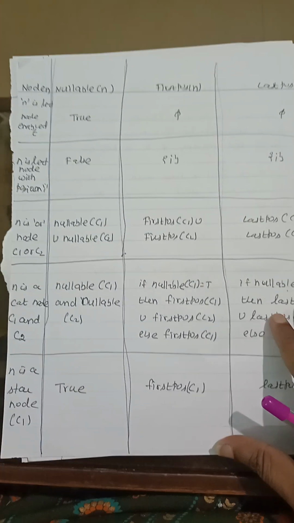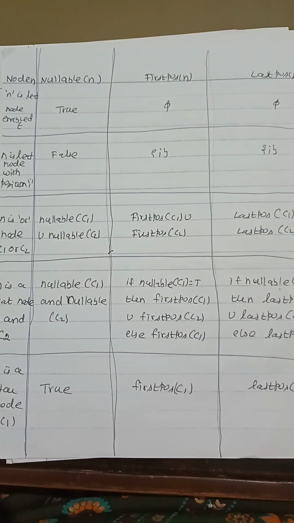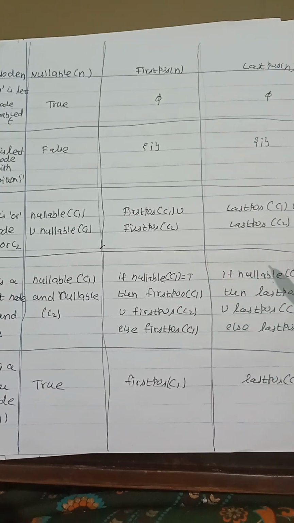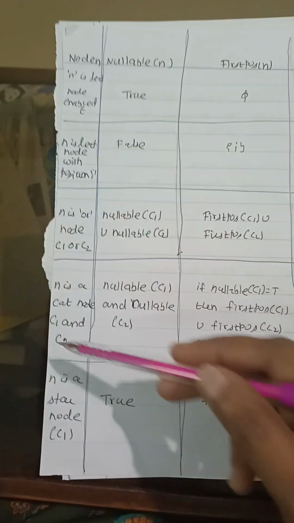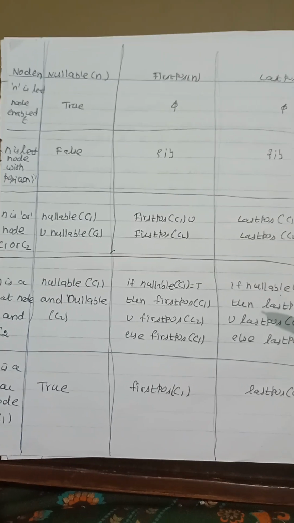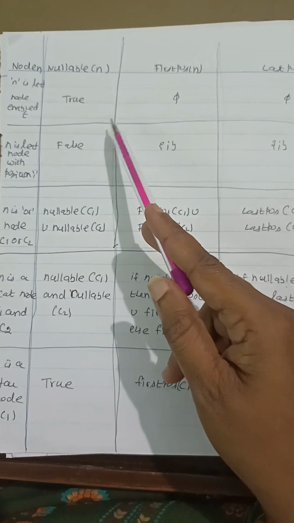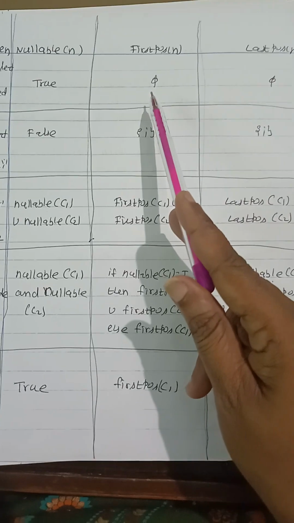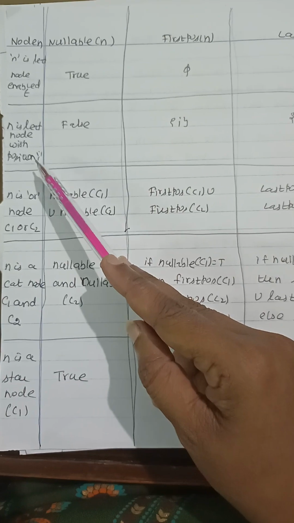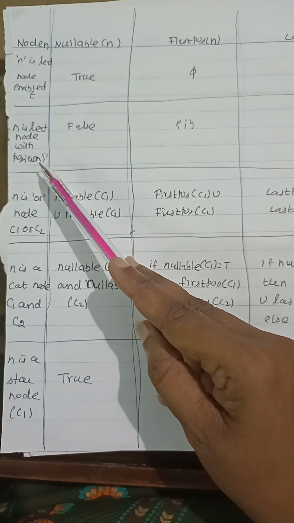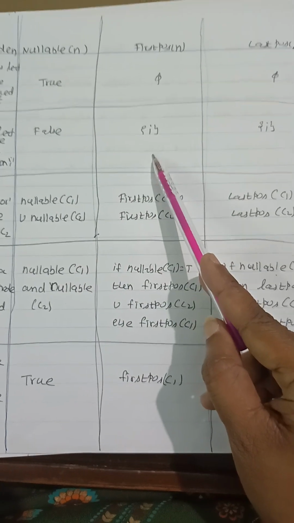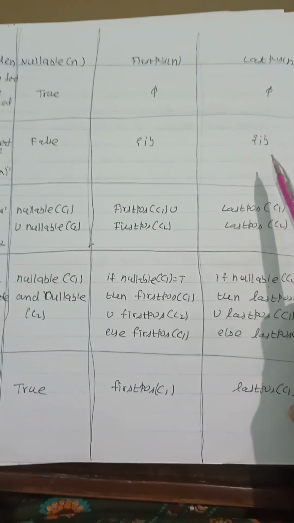And these are all the formulas we have to follow. These are all the rules we have to follow for calculating the nullable function, first position and the last position. Totally there are 5 cases. The first case is if n is a leaf node and it is marked with an epsilon, always the nullable function is going to be true. First position is going to be empty set and the last position is also going to be empty set. And the second case is if n is a leaf node and there is a position i, here nullable function is going to be false.